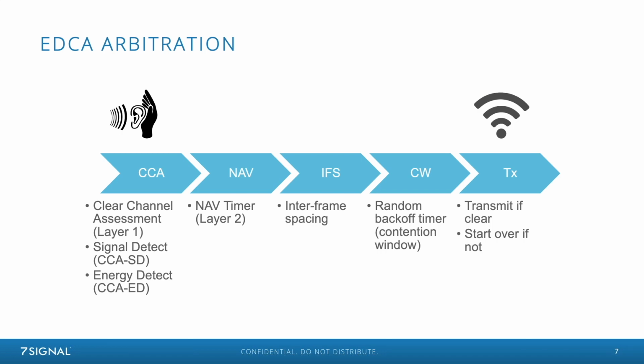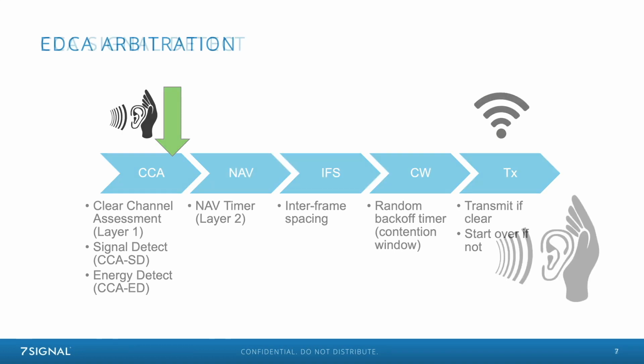There are a lot of steps in the EDCA arbitration process. The first one is that layer 1 check, the PHY layer check, the clear channel assessment. And that's what we're going to focus on today. If you want to learn about the rest of these, we did an earlier webinar on the basics of 802.11 arbitration, where we go deeper on the NAV timer, interframe spacing, the contention window, and everything else. But today, our focus is on the clear channel assessment.